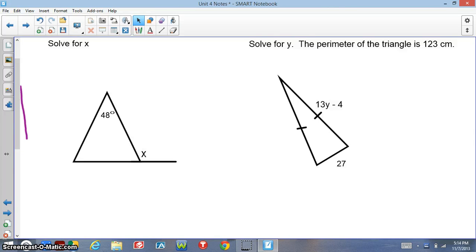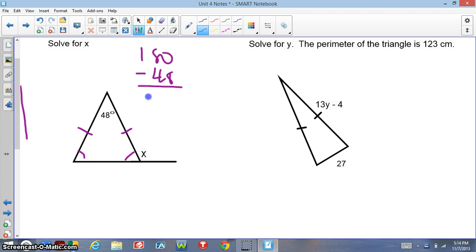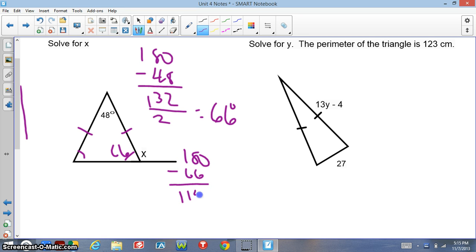Okay. Alright, so I want to find that missing angle x. This is an isosceles triangle. Let me go ahead and mark that for you. So that's an isosceles triangle there. So if I want to find that missing angle, I need to first find these 2 congruent angles here. So I can just take 180 minus 48, which is 132. These 2 angles that I marked are congruent, so divide that by 2, which gives us 66 degrees. So I want that angle x, so 180 minus 66 is 114 degrees. Okay.